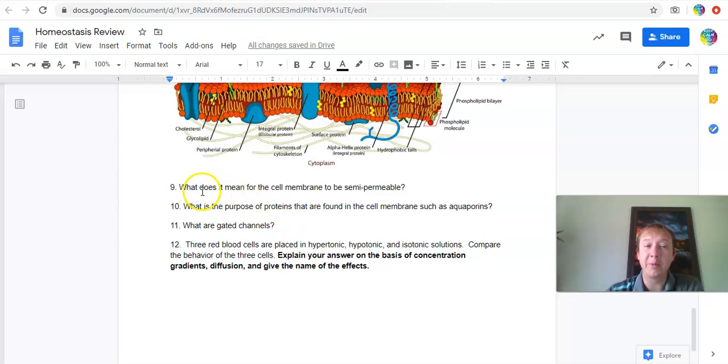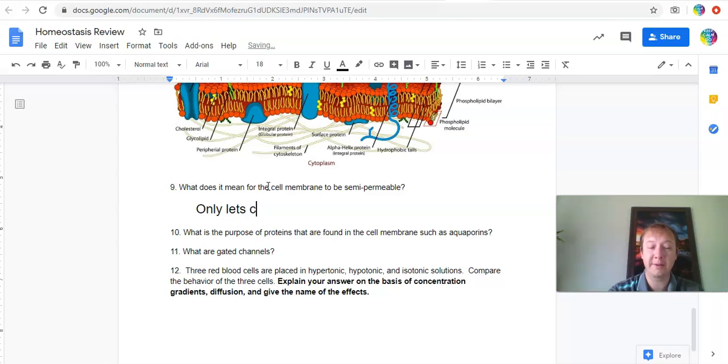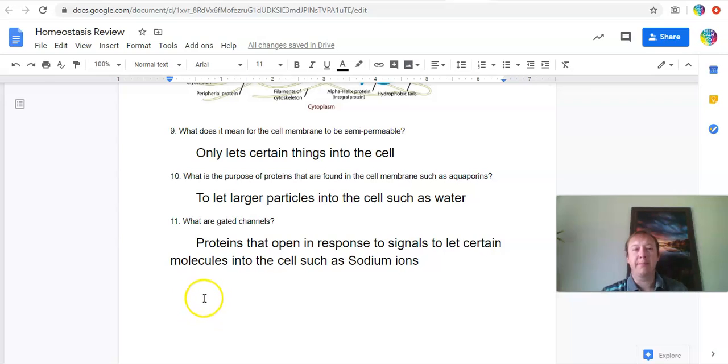Okay. So what does it mean for a cell membrane to be semi-permeable? Let's do this one real quick. Remember, if it's semi-permeable, that means it only lets certain things into the cell. Looking at the cell membrane here, it's going to block a lot of things that the cell doesn't need or that would be harmful to it. We have those pores that allow certain things into the cell, and it also allows certain things out. Okay, looking at questions 10, 11, and 12.